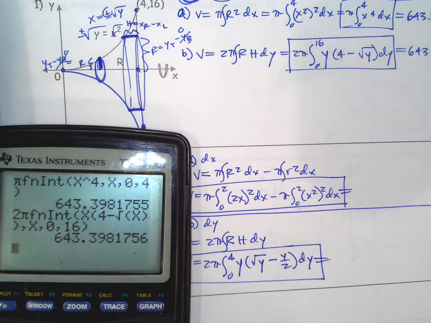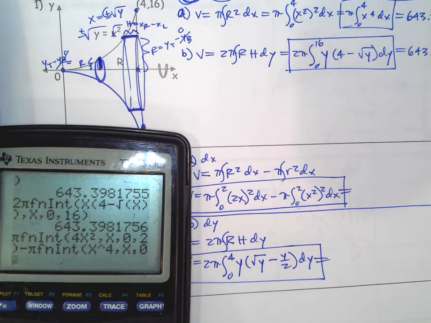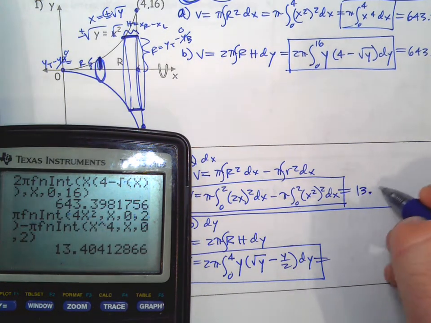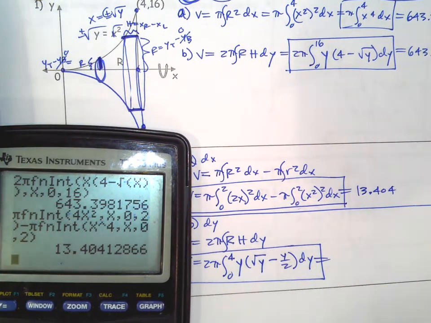So we're going to get pi, math 9. I'm going to go ahead and do 4x squared, simplify it a little bit, comma x, comma 0, comma 2, minus pi, math 9, x to the 4th, comma x, comma 0, comma 2. And we get 13.404, rounded to 3 decimal accuracy, comes out the same.